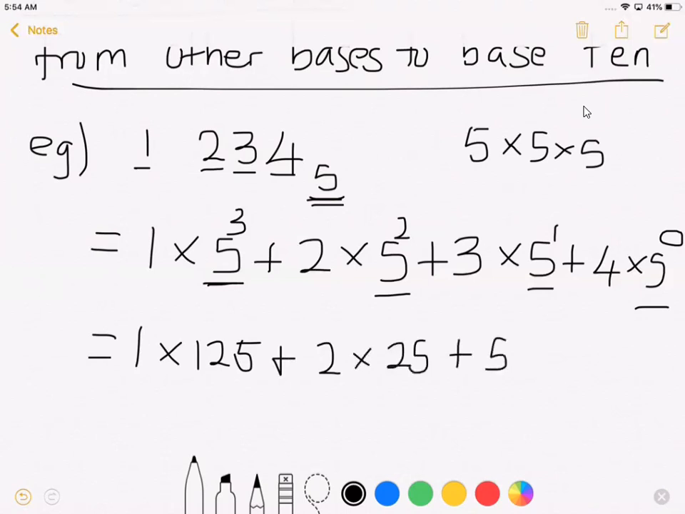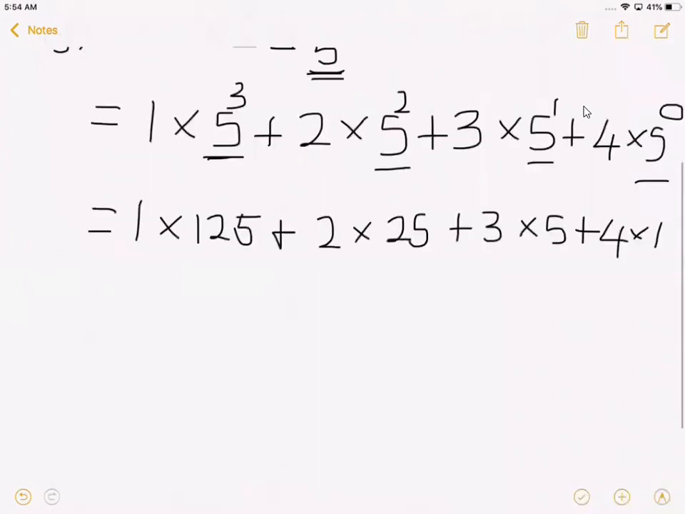Plus 3 times 5, since 5 to the power of 1 is 5. Plus 4, and what is 5 to the power of 0? It is not 0, it's 1. Any number to the power of 0 is equal to 1. We did that when we were doing exponents.